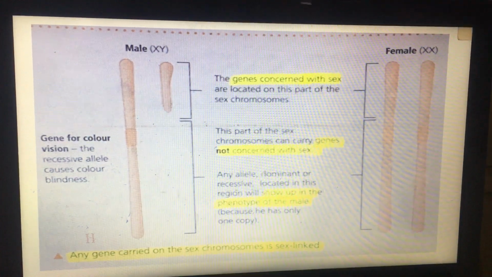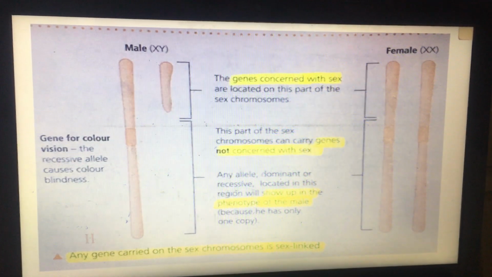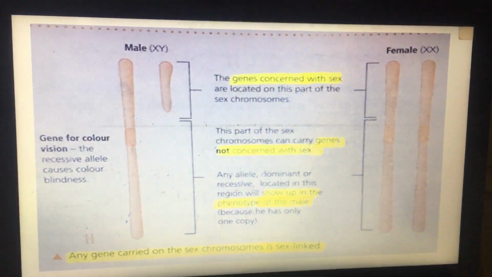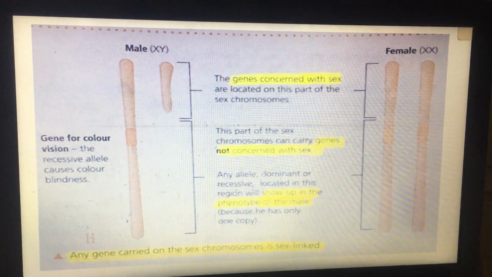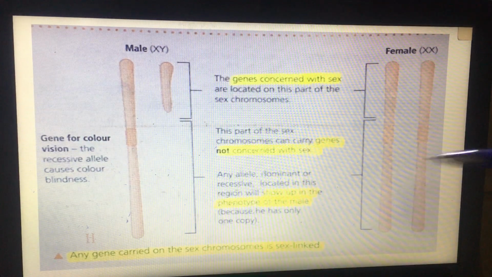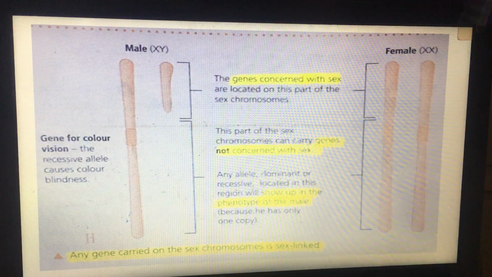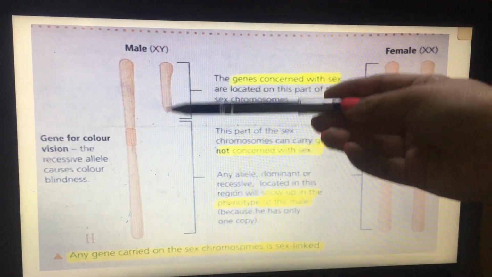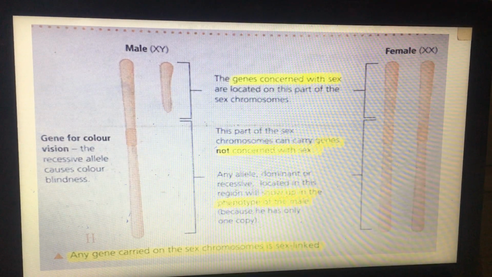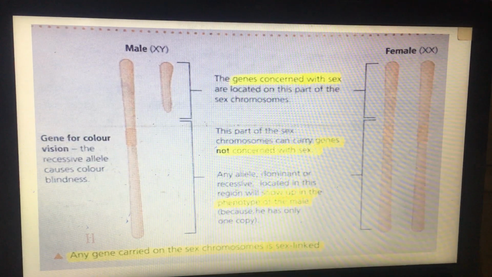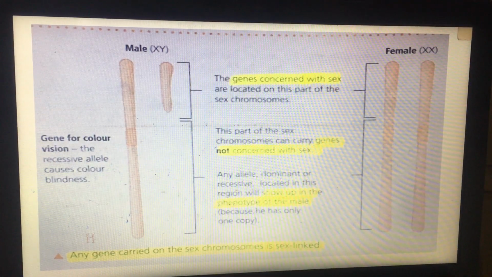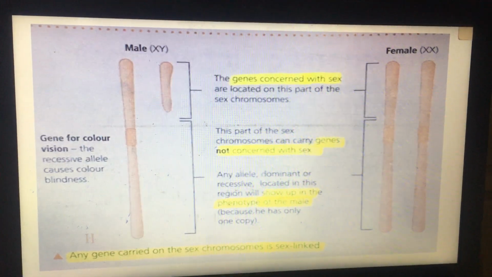So the genes concerned with sex, like sex organs or the position of fat stores, are only located on this part of the chromosome. And the genes which are not concerned with sex will be in this part of the X chromosome. Because we don't have another part on the Y chromosome, the Y chromosome cannot carry the genes that are not concerned with sex. So the genes that are not concerned with sex, like color blindness or hemophilia, are carried only on X chromosomes.